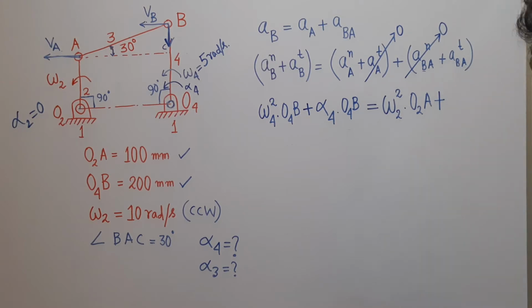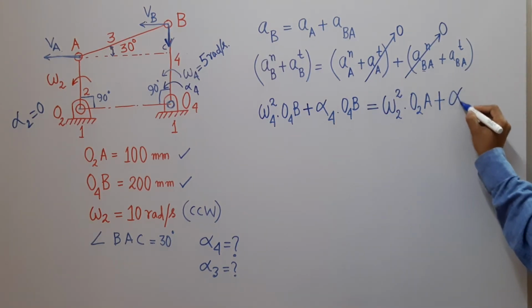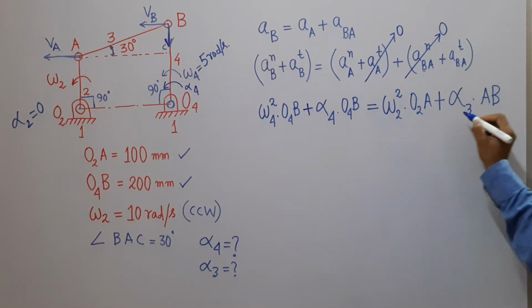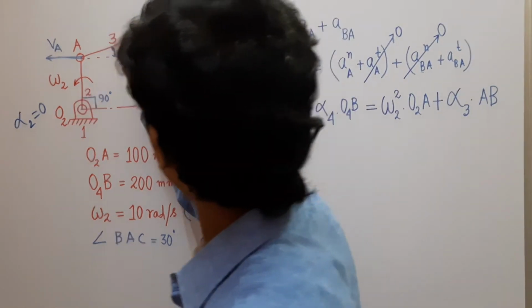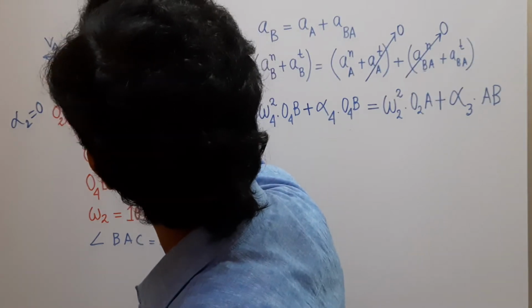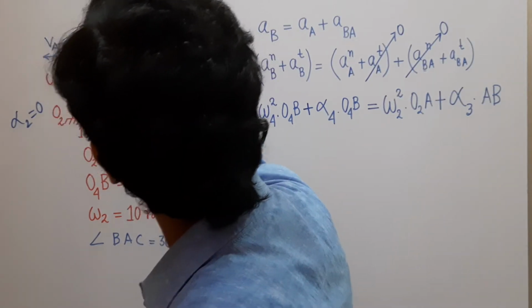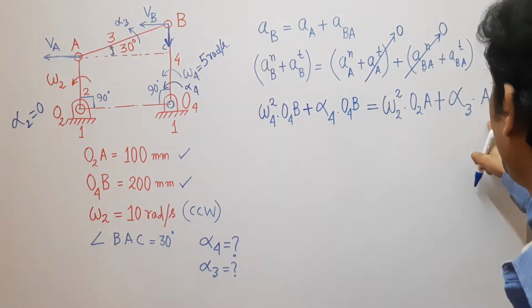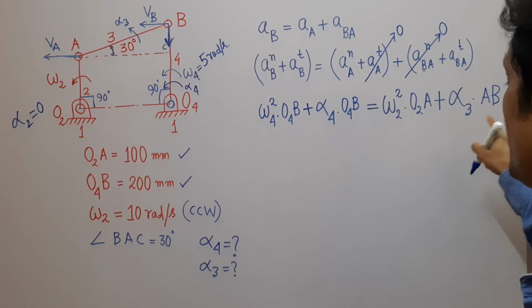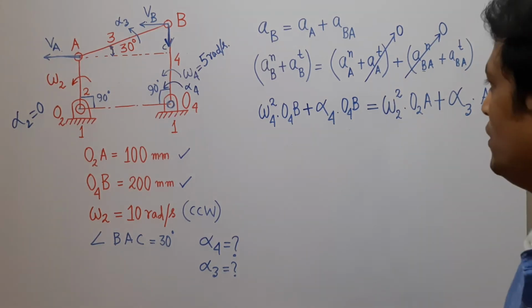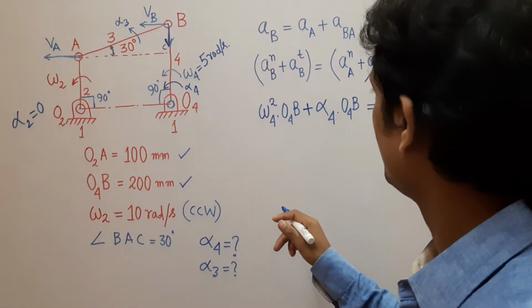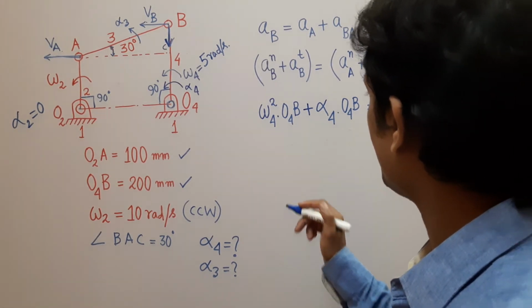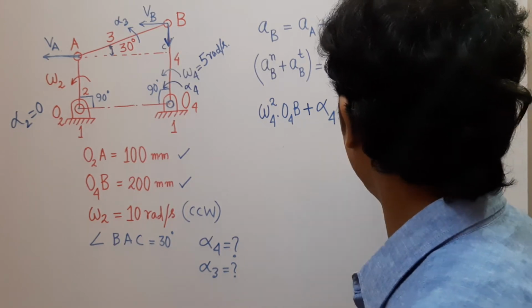Now remaining one is ABAT. That is what? ABAT is alpha 3 into AB. What is alpha 3? Alpha 3 is angular acceleration of link 3. We do not know alpha 3, we have to find out. Now let us put the value. Or before that, let us try to denote all the 4 terms.